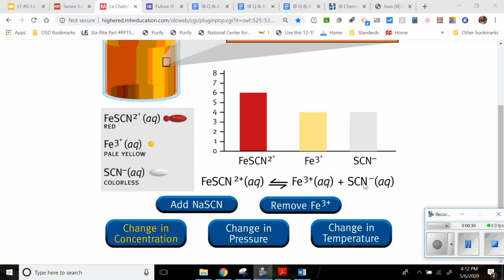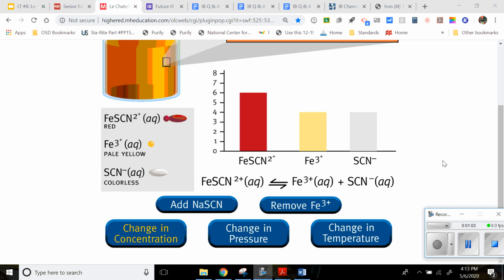First and foremost, this is called a net ionic equation. This is only showing the ions that are participating in this chemical process. So iron thiocyanate with a +2 is going to be in equilibrium with iron with a +3 and thiocyanate with a -1. Now, what we're going to do with this simulation is change the equilibrium.